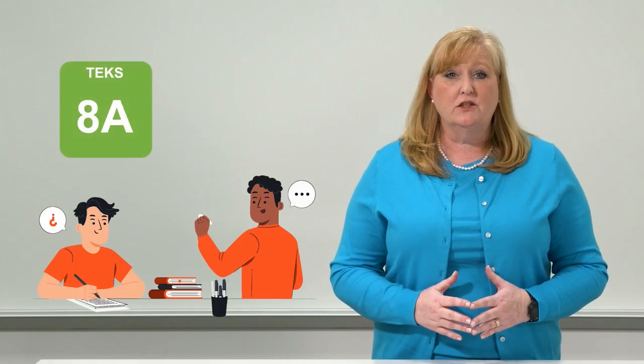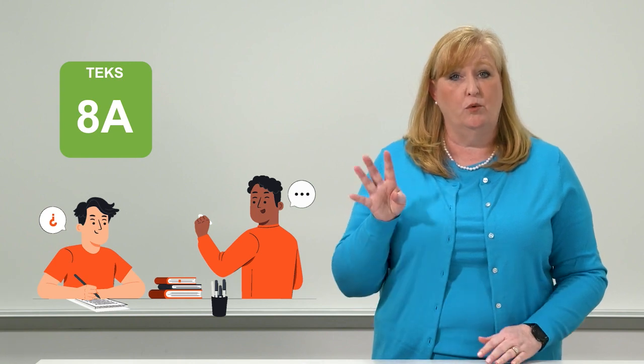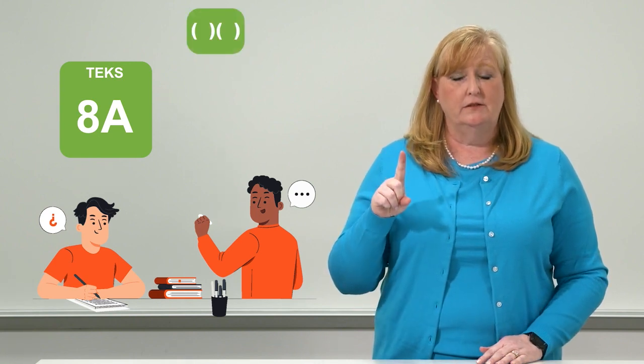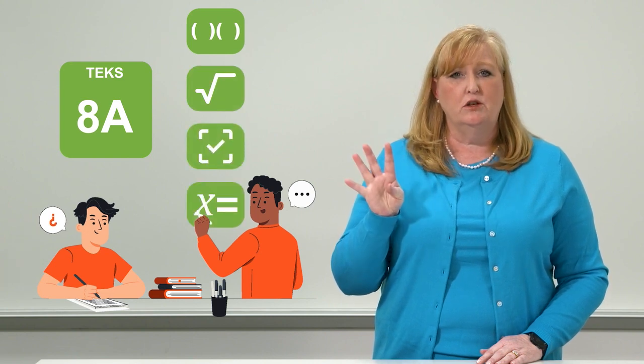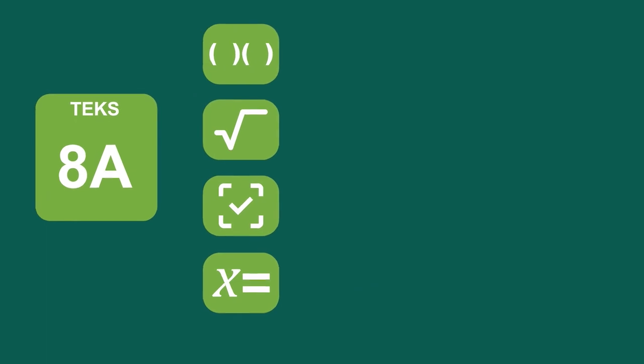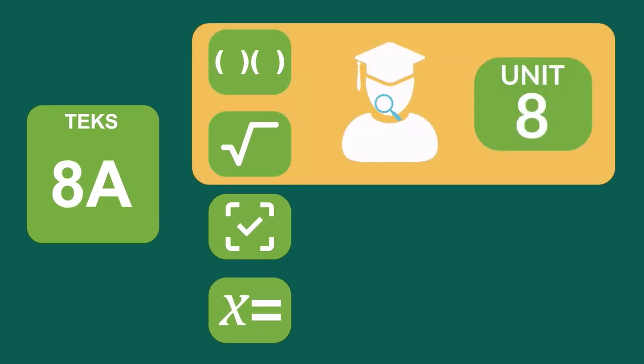Remember that the TEKS for solving quadratics expects students to be able to solve them in 4 ways: factoring, taking the square root, completing the square, and using the quadratic formula. And in Unit 8, students use factoring and the zero product property to solve quadratics. They also started taking the square root of both sides of an equation to solve simplistic quadratic equations.